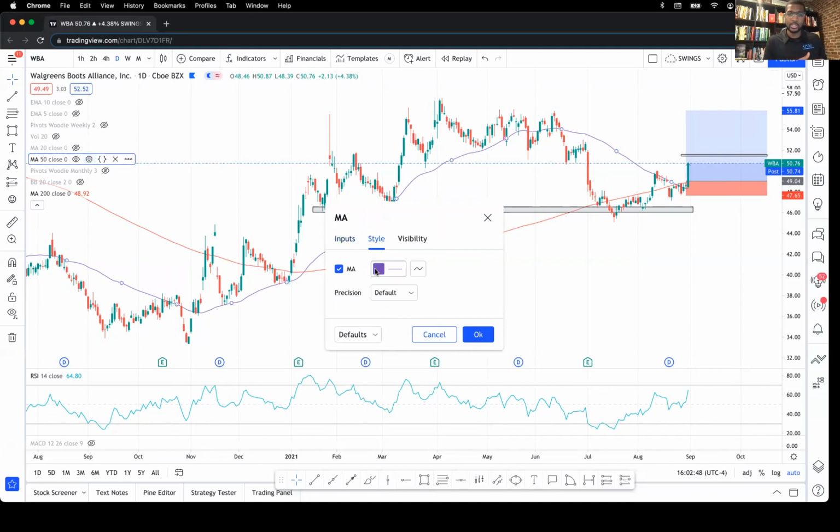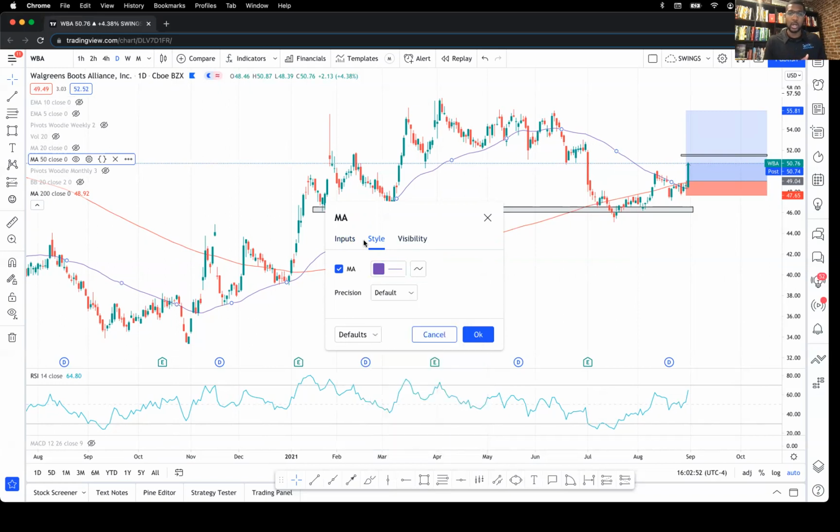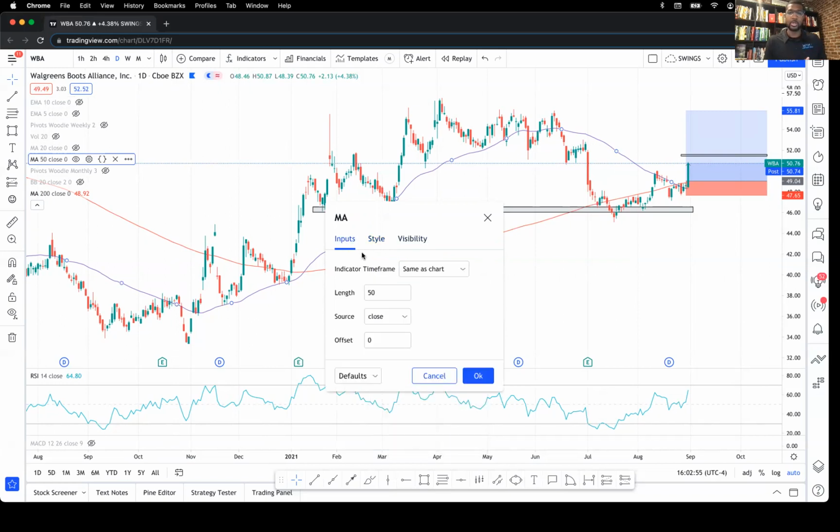You open up the settings, you can change the colors if you like. You can make the lines thicker, however you want to do it. And then you have inputs. The inputs is where you adjust the length or the days of the moving average. For this one, I have 50. So that's the 50-day moving average. That's 50 days of previous price movement calculated into this line, and that's the length.